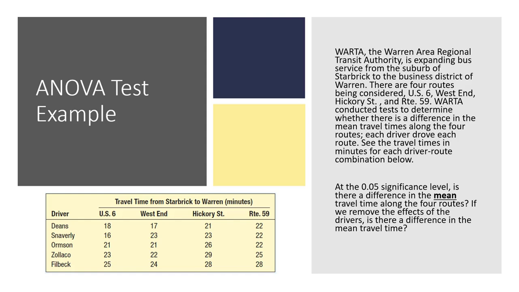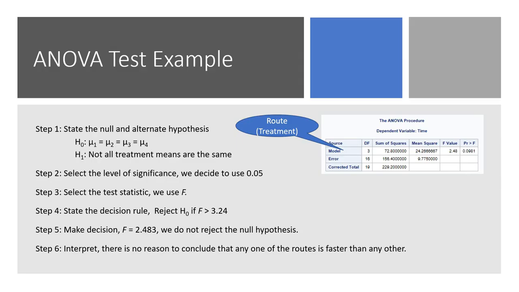And then we'll bring in our blocking variable in a two-way ANOVA to test a hypothesis that 3 or more population means are equal. So in our null hypothesis, we're going to use the subscripts for each mu, or population mean, to denote the different routes. So US 6 is 1, West End is 2, Hickory is 3, Route 59 is 4.